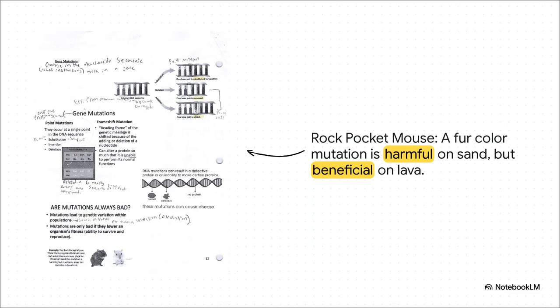And for a perfect example of this, look no further than the rock pocket mouse. There's a mutation that gives some of these mice dark fur. Now, if you're a dark mouse on light-colored sand, you're an easy snack for a hawk. That's a harmful mutation. But take that same mouse with that same mutation and put it on a landscape of dark volcanic rock, now it's perfectly camouflaged. It's a beneficial mutation. It's all about the environment.